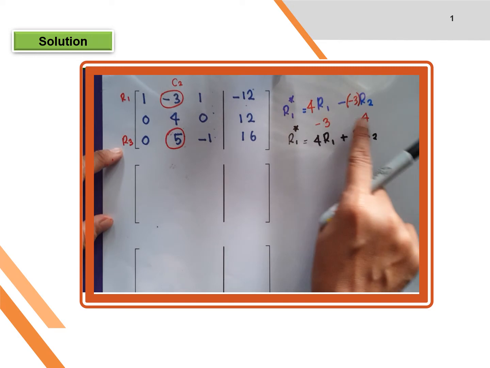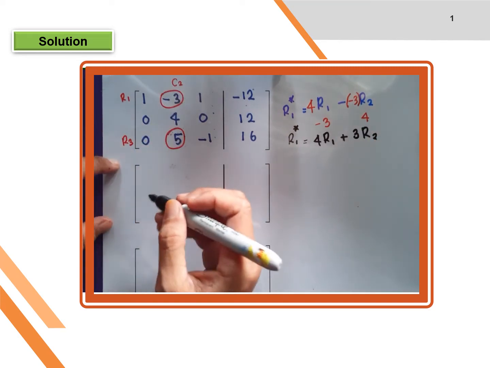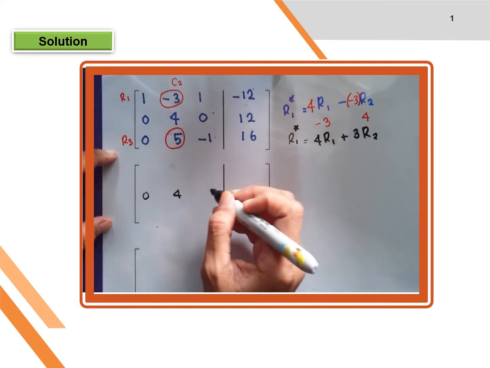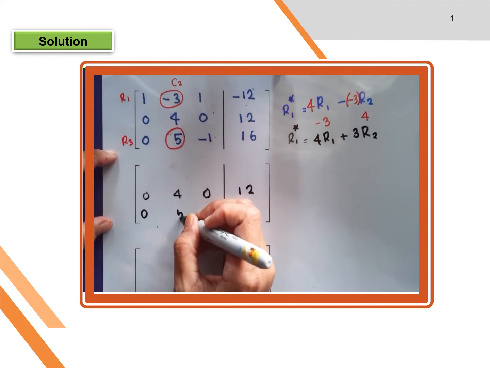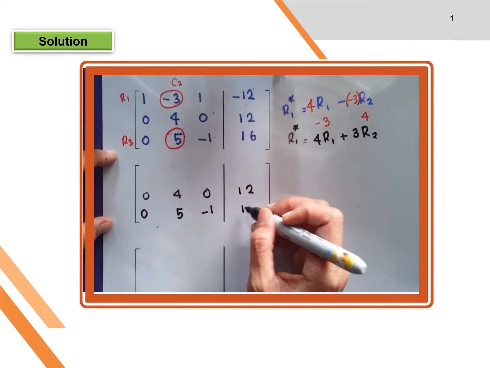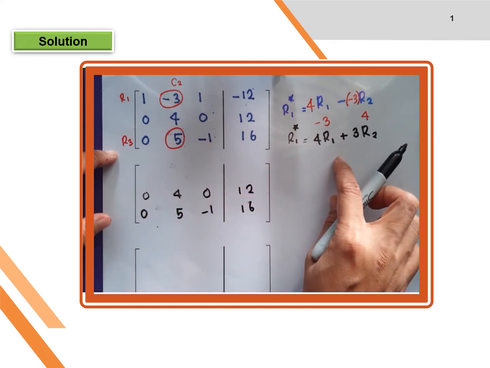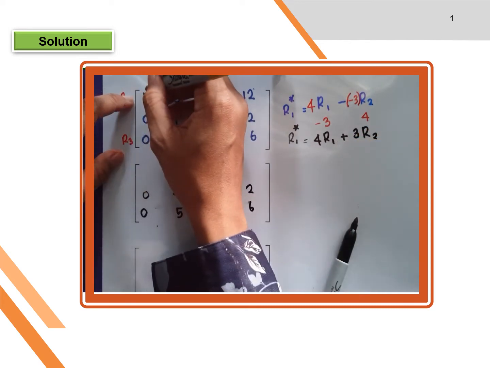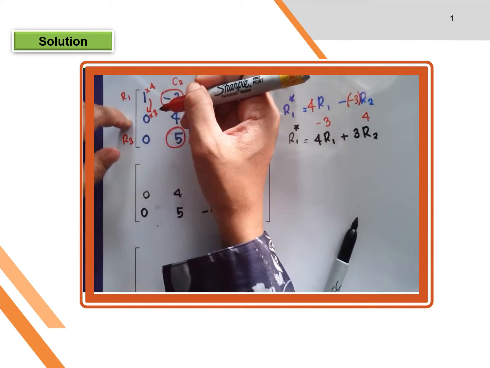We only replace the first row, so for the second and third row, we just keep everything the same as before. Okay, 0, 4, 0 and 12. 0, 5, -1 and 16. And then for R1 using this formula. What is the formula? 4 times row number 1, so times by 4, minus 3 times row number 2.